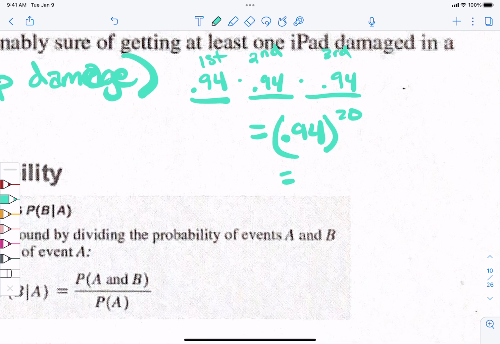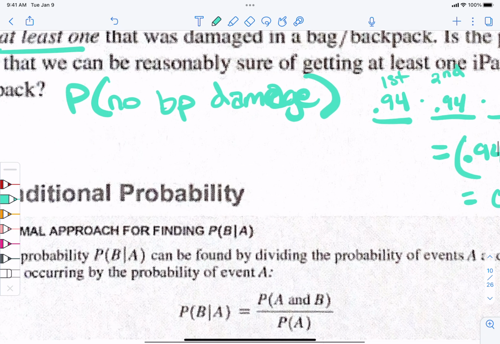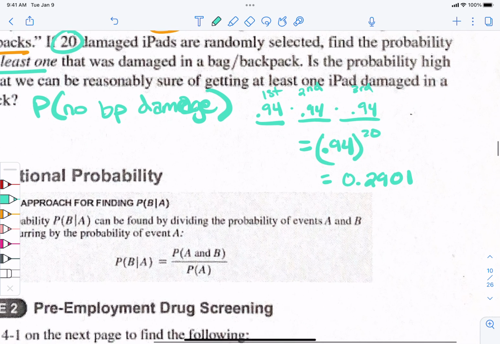Somebody do that real quick on your calculator. You should have a caret button in your calculator or something like that. Bro, what carrots do you eat? That ain't no carrot, it's called a caret. Anyway, actually, I can't do that on my phone. 0.2901. So a 29% chance that none of them were damaged by a backpack.